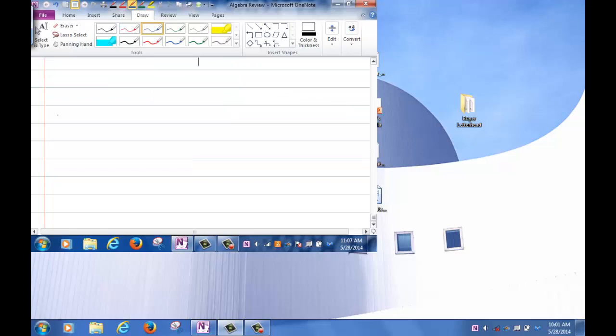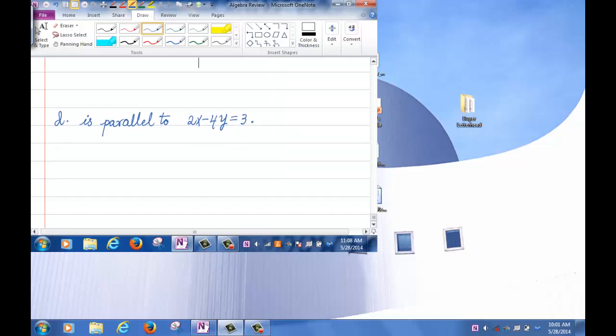That was C. Part D. The question is: parallel to 2x minus 4y equals 3. So again, the question is find the equation of the straight line that goes through the point 2, -5, and it is parallel to this straight line, the straight line having this equation. Okay? So how do I answer that?